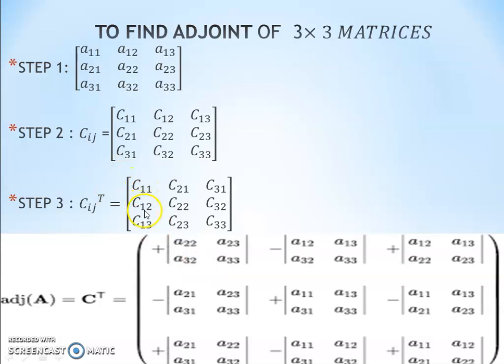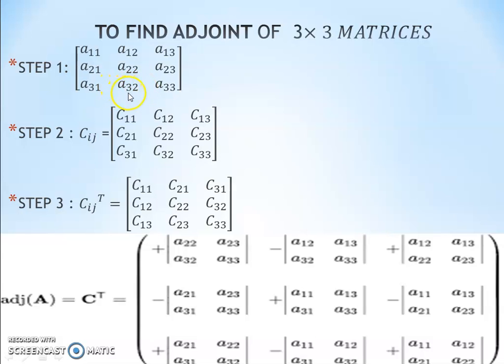Now what is the next element? C12. So where is C12? Here. We have to skip the first row and last column. What is remaining? A21, A22, A31, A33. I allotted it here. Next element is C22, highlighted here. We have to skip the second row and second column, so A11, A13, A31, A33. I highlight here. Now next one is C32, here.